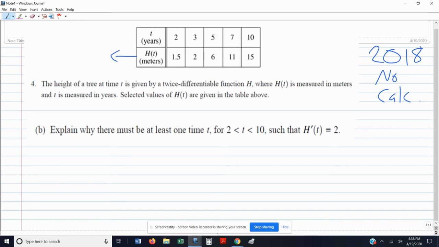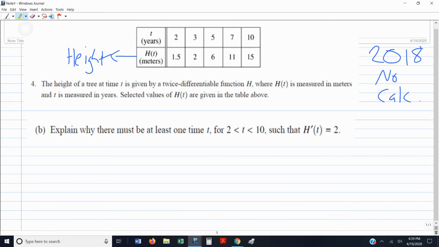So h of t is the height in meters, and then we have time in years. Part B asks you to explain why there must be at least one time t between 2 and 10 such that h prime of t is equal to 2. So this is going to be a theorem question. Take a second and think if you can figure out which theorem is going to be used.